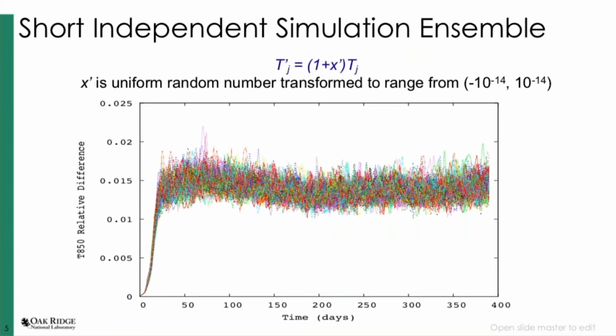So let me go into the approach that we have been using. We use a short simulation ensemble approach, where we have a control run, and we perturb the initial condition of the control run, and we run several ensembles. What you see here is a plot of the growth of the round-off differences that were introduced at the initial condition.